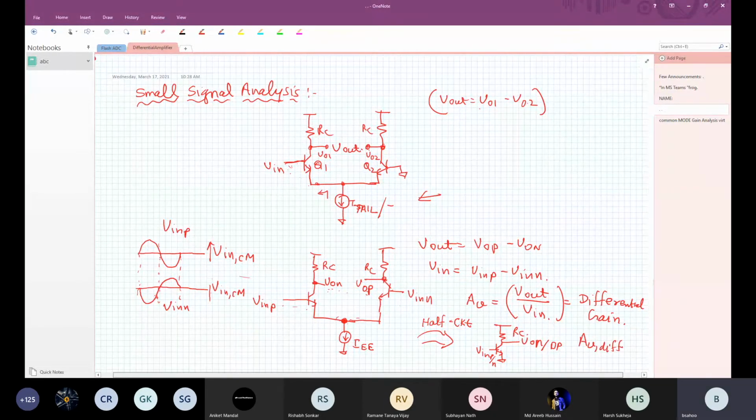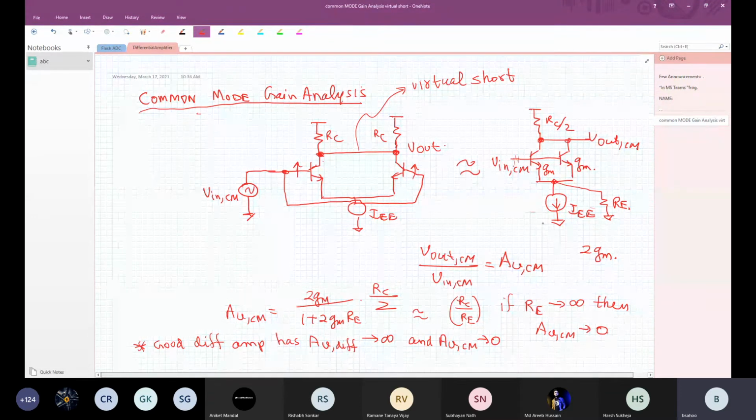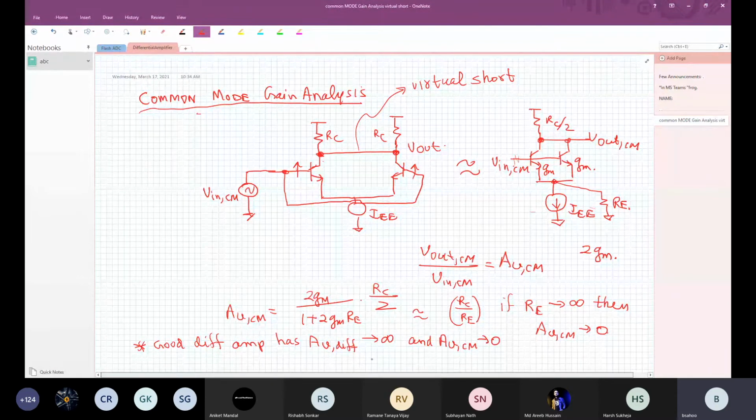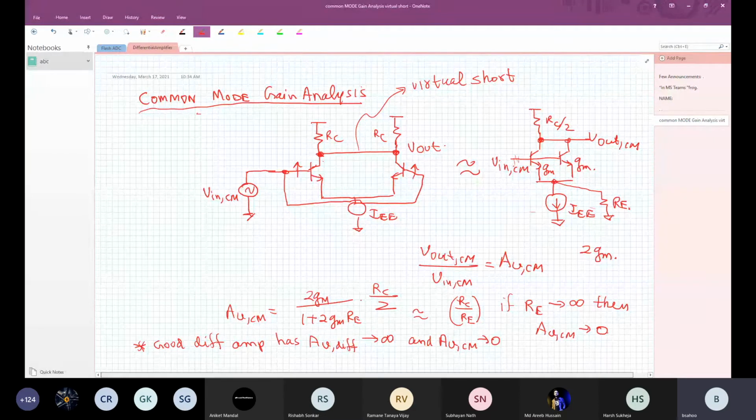So a good differential amplifier has AV diff tending to infinity and AVCM tending to 0. Now you can appreciate why you had to design current sources with very large output impedance. If you make these current sources with very high output impedance, then it behaves more like an ideal differential amplifier, amplifying the differential signal and rejecting the common mode signal.